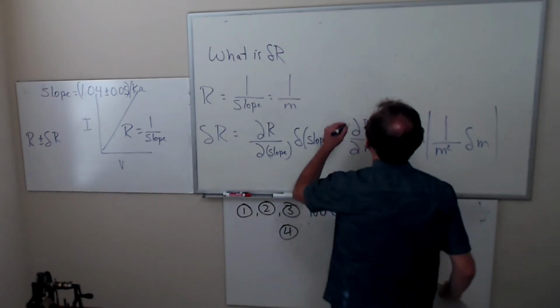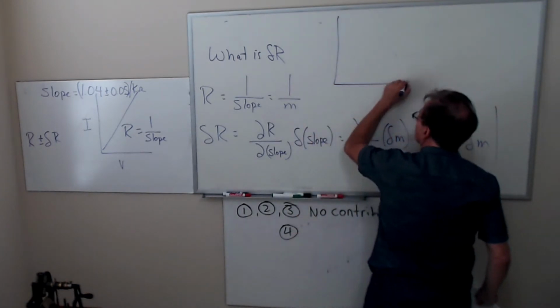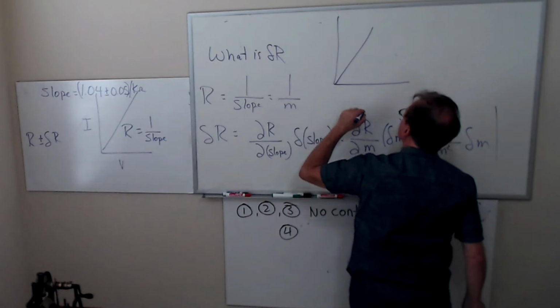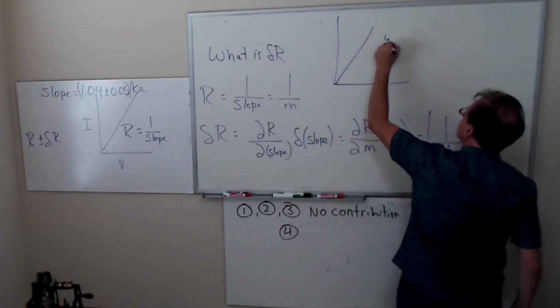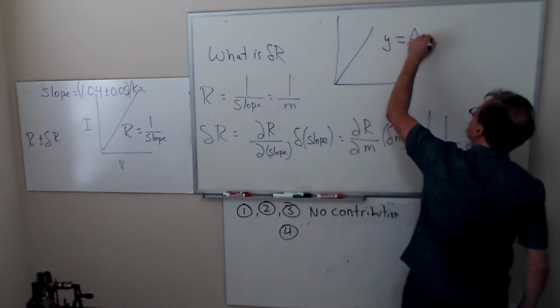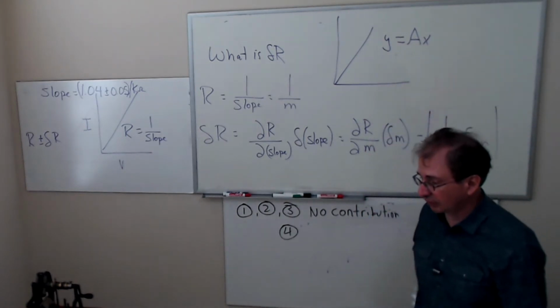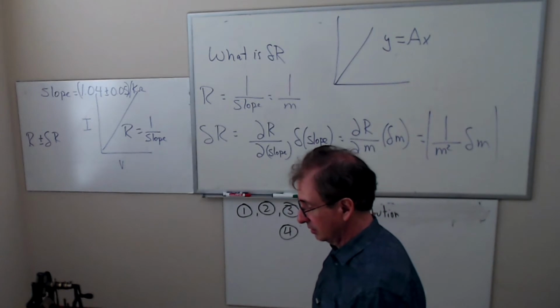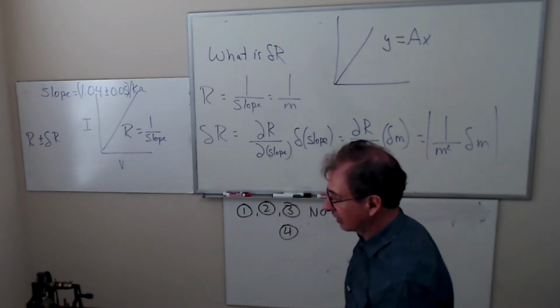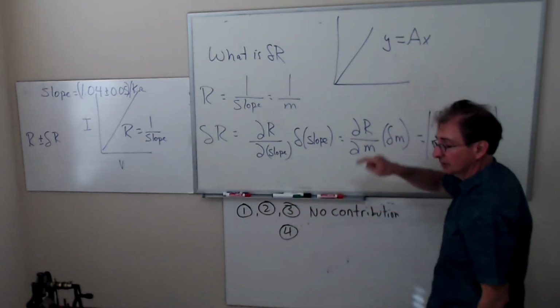If you have a graph that's linear, you should never choose this as a function for graph. Why? Why should you never use this?